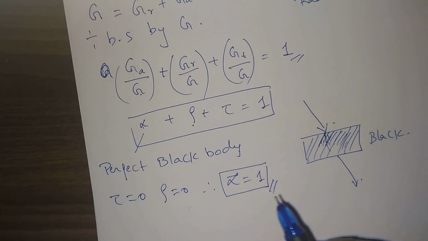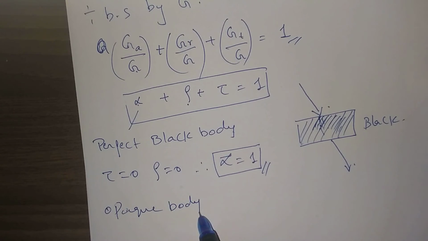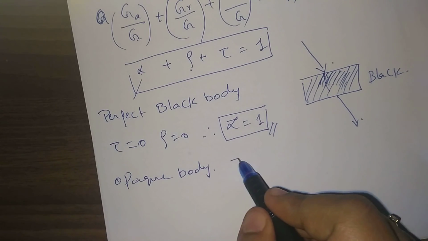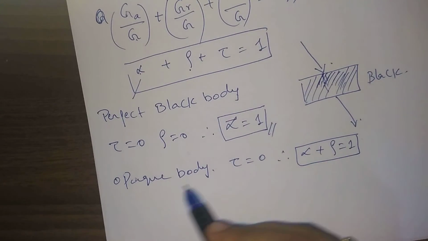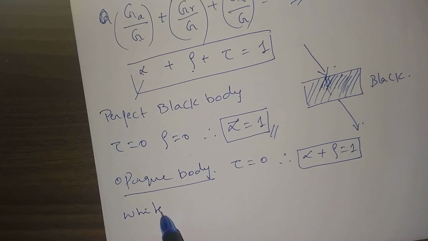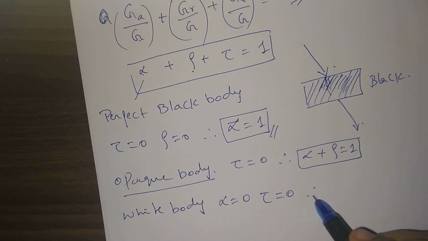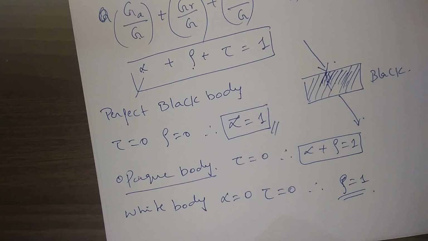Now what do you mean by an opaque body? An opaque body means tau is equal to 0. Therefore alpha plus rho equal to 1 for an opaque body. For a white body, what is that? A white body will not absorb, it will reflect all the radiation. So alpha is equal to 0, tau is equal to 0, therefore rho is equal to 1 for a white body. Are you able to understand?